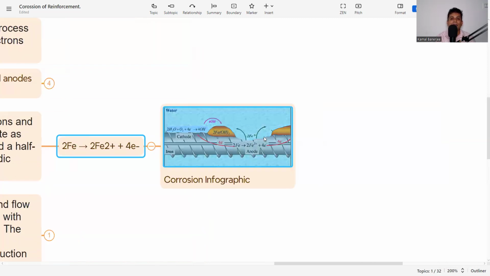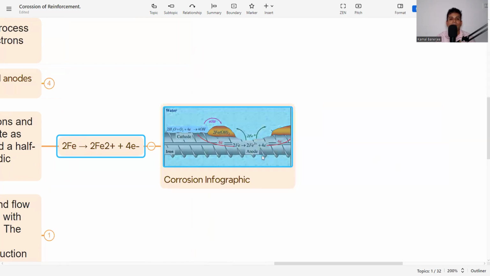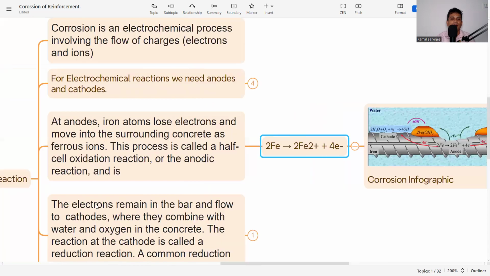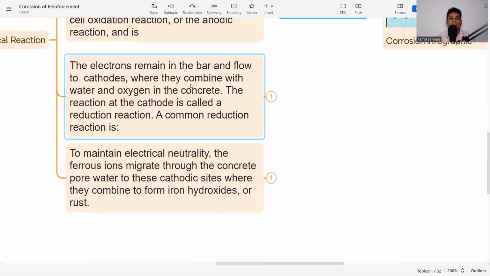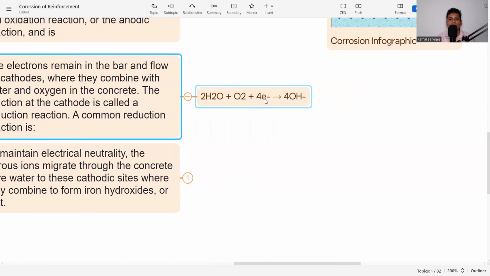See here, this becomes the anode and this becomes the cathode because there is an energy difference. Here an electron is released and that electron is accepted here, and it becomes a ferrous oxide. The electrons remain in the bar and flow to the cathode, where they combine with water and oxygen in the concrete. The reaction at the cathode is called a reduction reaction. A common reduction reaction is 2H2O plus O2 plus 4e−, which becomes 4OH−.